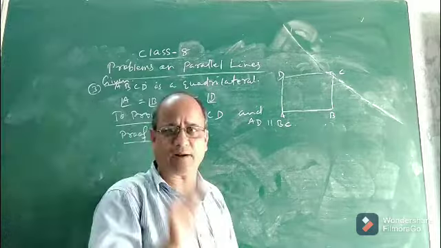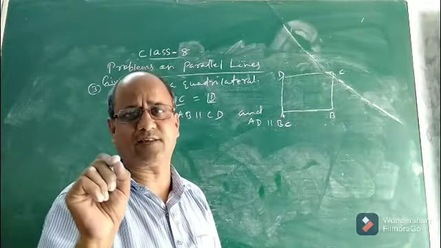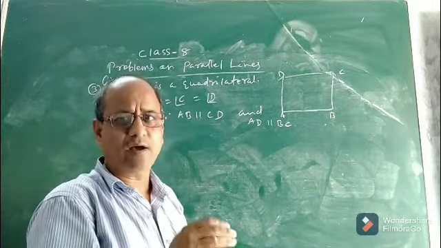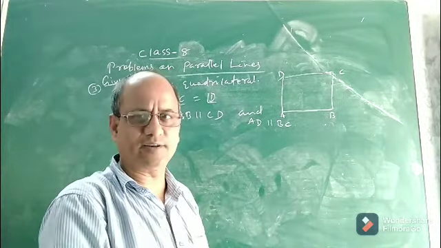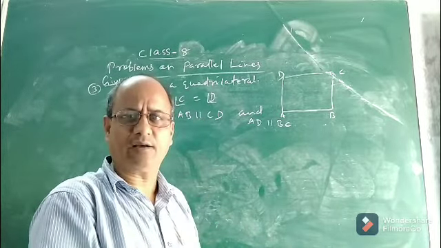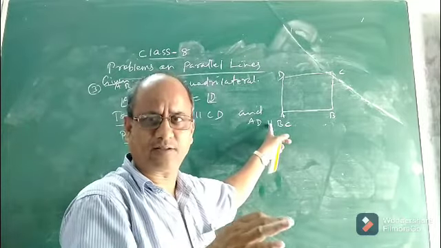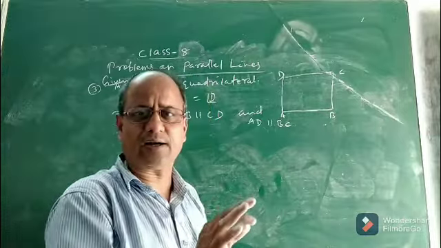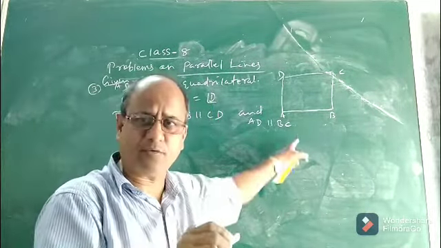Like the angle sum property of a triangle, in a triangle the sum of the measures of all three interior angles is 180 degrees. Similarly, in a quadrilateral there are four angles, and the sum of the four angles is 360 degrees. Its geometrical proof is also there, but at present we just apply the concept. The sum of four angles of any quadrilateral is always 360 degrees or four right angles.